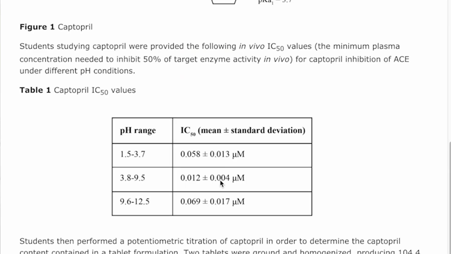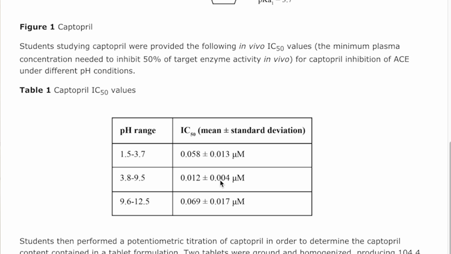So the IC50 is the minimum concentration of whatever it is that we're talking about needed to inhibit 50%. So it's the inhibitory concentration at 50%. If we look at this, we have the Captopril values for these different pH ranges, pH 1.5 to 3.7, 3.8 to 9.5, and 9.6 to 12.5, and these different IC50 values.